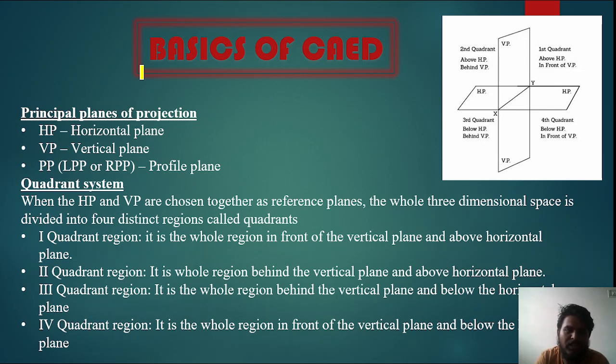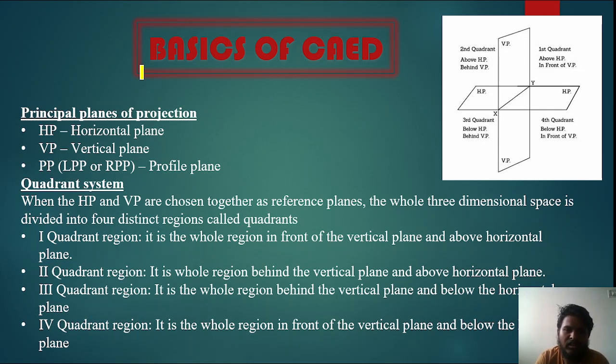Quadrant system. When the HP and VP are chosen together as reference planes, the whole three-dimensional space is divided into four distinct regions called quadrants. The first quadrant region is the whole region in front of the vertical plane and above the horizontal plane. Second quadrant region is the whole region behind the vertical plane and above the horizontal plane. Third quadrant region is the whole region behind the vertical plane and below the horizontal plane. And the last, fourth quadrant region, is the whole region in front of the vertical plane and below the horizontal plane. So basically the quadrant system is the same as that in the coordinate system.